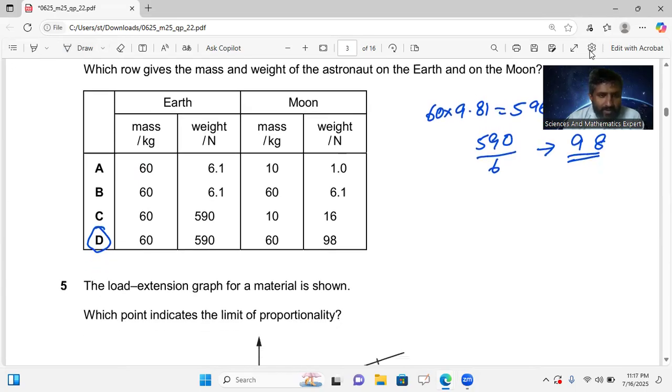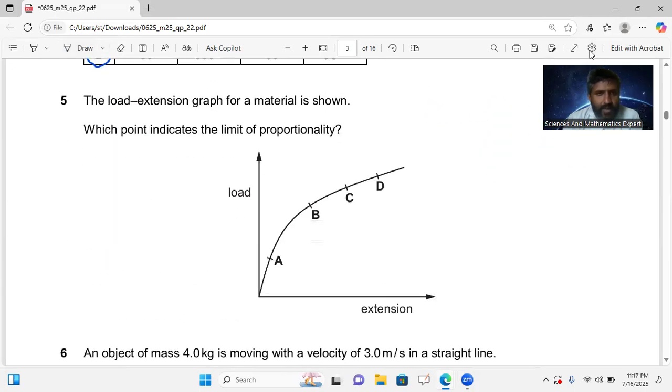Go for question number 5. The load extension graph for a material is shown. Which point indicates the limit of proportionality? The limit of proportionality is where the graph is a straight line. So when the graph is a straight line, it is only till point A. This is the limit of proportionality. After that, it is not going straight. It is going to show some curve. It should be straight like this.